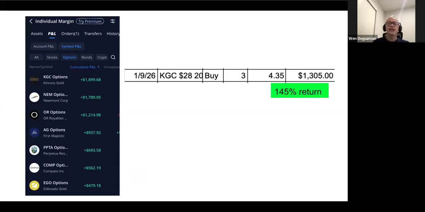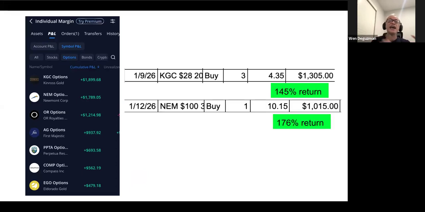Cumulative profits. For example, KGC, I bought the option for only three contracts at $4.35 per contract multiplied by 100, so 435 times 3, that's $1,305, right? So the $1,899.68 that I received, it cost me $1,305 for a 145% return. And NEM, I paid $1,015 and it gave me $1,789 for a 176% return.